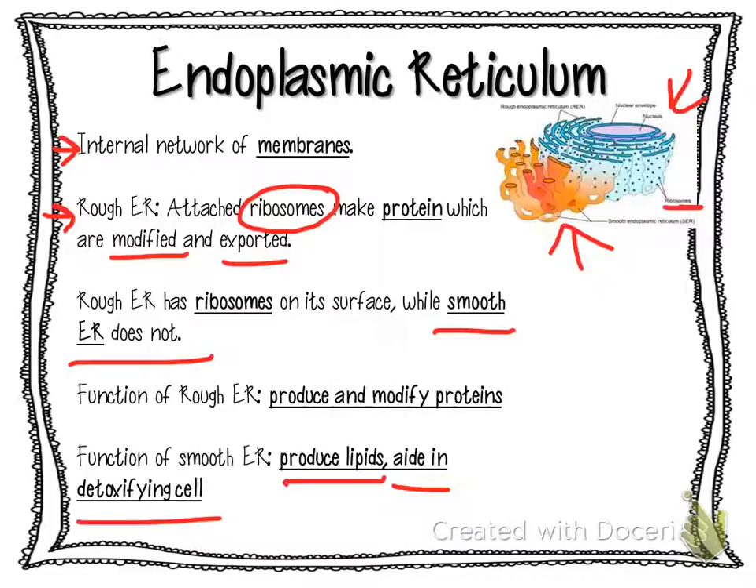We're going to see in liver cells, for instance, that liver cells help to detoxify our bloodstream. So our liver cells are going to have a higher concentration of smooth ER as compared to other types of cells in our body.